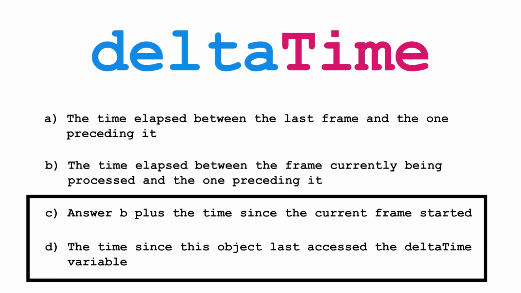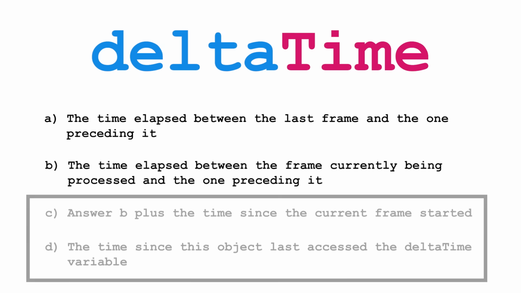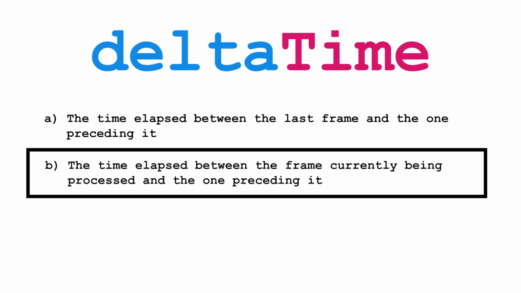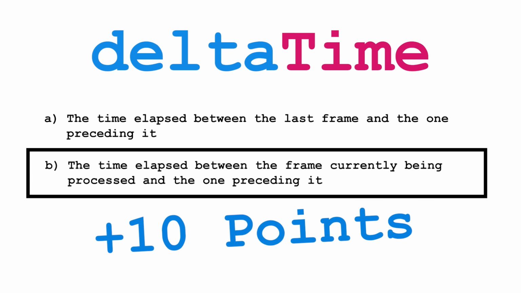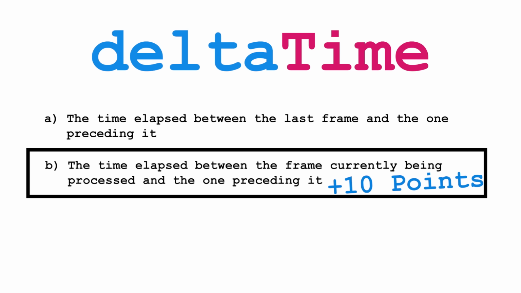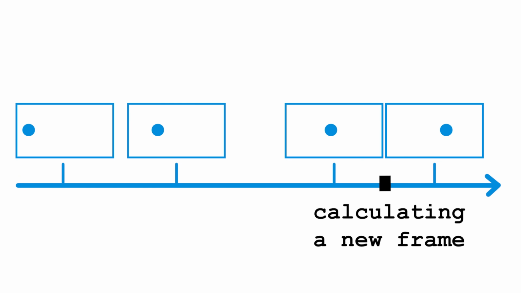If you picked any of these two here, then haha, I trolled you real bad. B is not the correct answer either, but I'll give you 10 points, because it's almost correct. Why is it only almost correct? Well, let's say we're here in the timeline and we're currently running our program code to calculate the next frame. In that case, we actually do have a problem, because we do not have the next frame yet, nor do we know when our calculation is going to be finished.